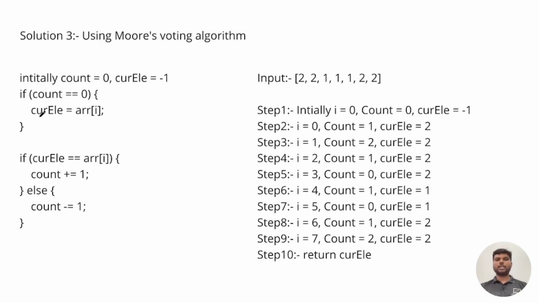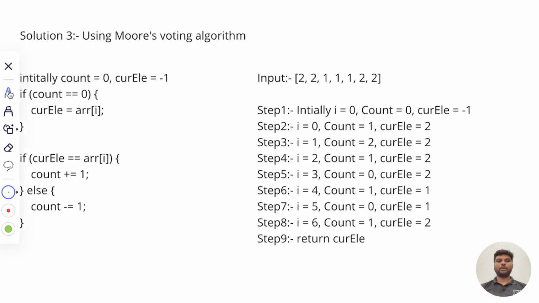If that's the case, then we will set our current element to array of i, and then we will check if current element is equal to array of i. If that's the case, we will increment the count, otherwise we will decrease the count. So we will see the iterations of this algorithm step by step. After that I will tell why this algorithm works. Now let's see how Moore's voting algorithm works.